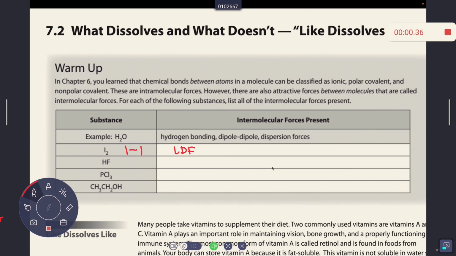Polar. What intermolecular forces does it have? Let's list all of them. Hydrogen bonding, dipole, LDF. Yep. Hydrogen bonds, dipole forces, and London dispersion forces.